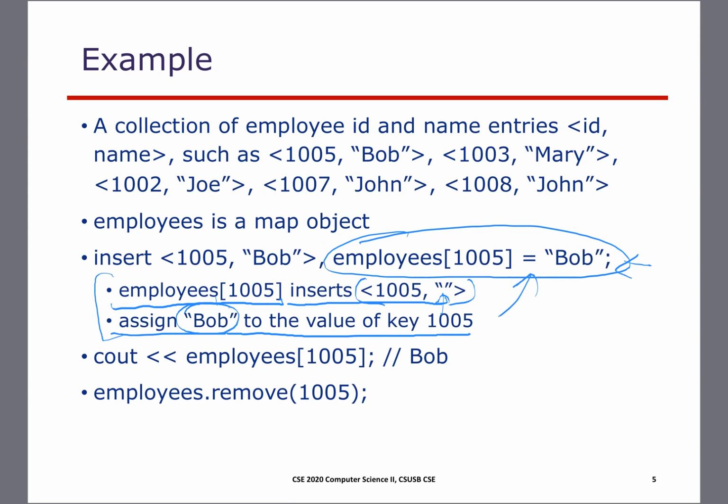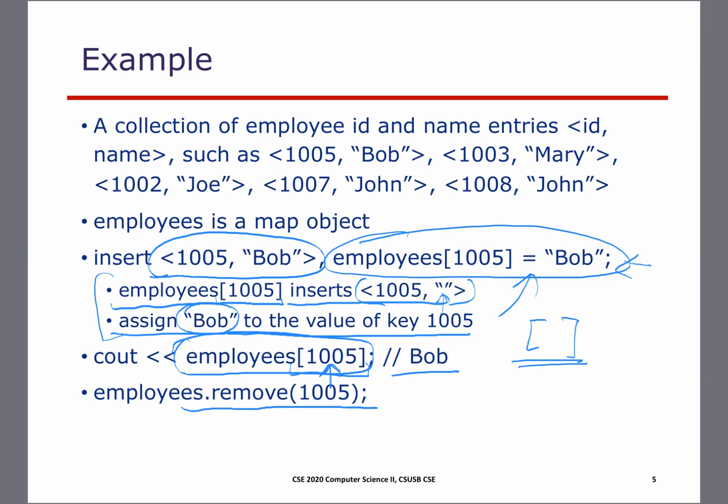Now, if we have already added the 1005 Bob entry in the map object, we can print out cout employees[1005]. The 1005 Bob entry is already in the map object, so this index operator will return the corresponding value of the key 1005. We will get Bob. So this is the index operator, the very important operation in the map abstract data type.